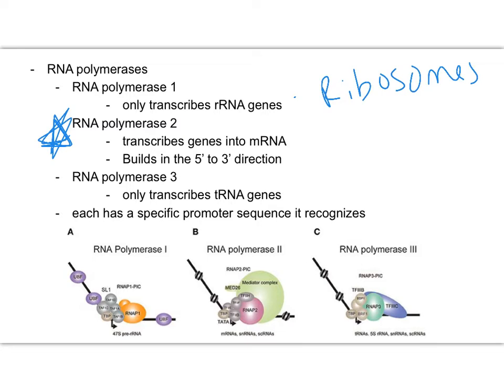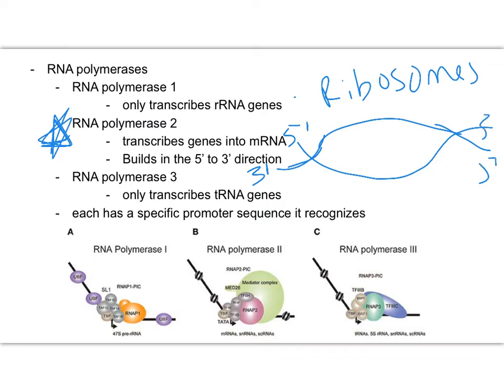Just like with our DNA polymerase, it builds in the 5' to 3' direction. Okay, so when my DNA is unwound, and I've created that little transcription bubble here, if this is my 3' and my 5' end of DNA, so that would make this my 5' and this one my 3'. Okay, RNA is built the same way. It will build only in that 5' to 3' direction because it's reading it the other way.